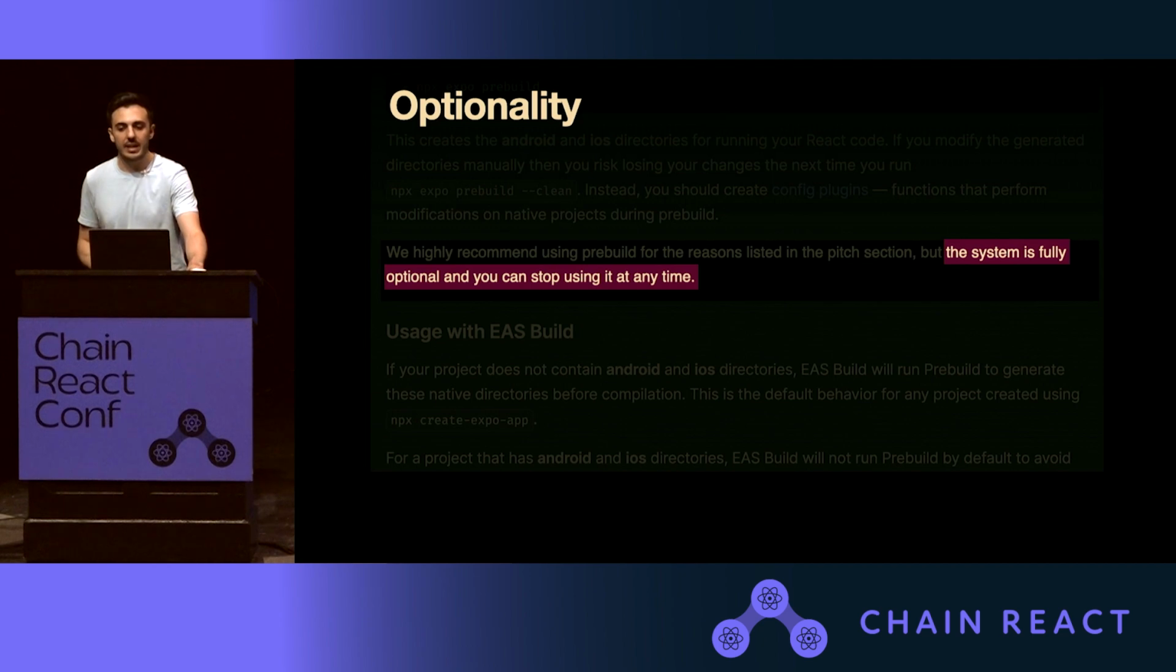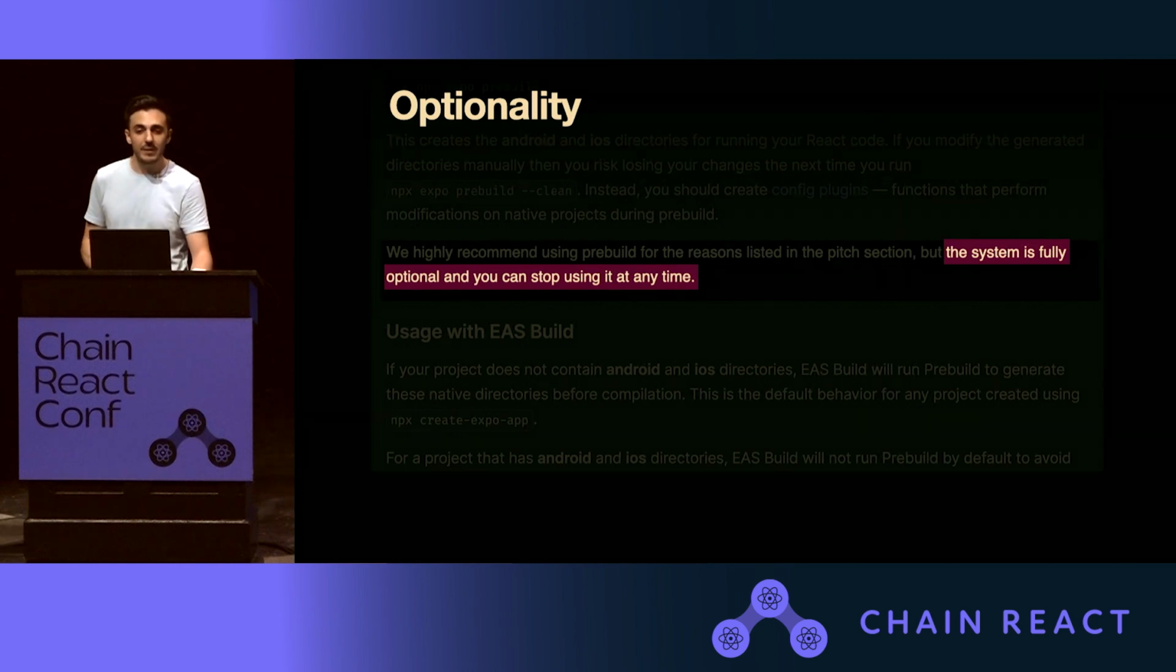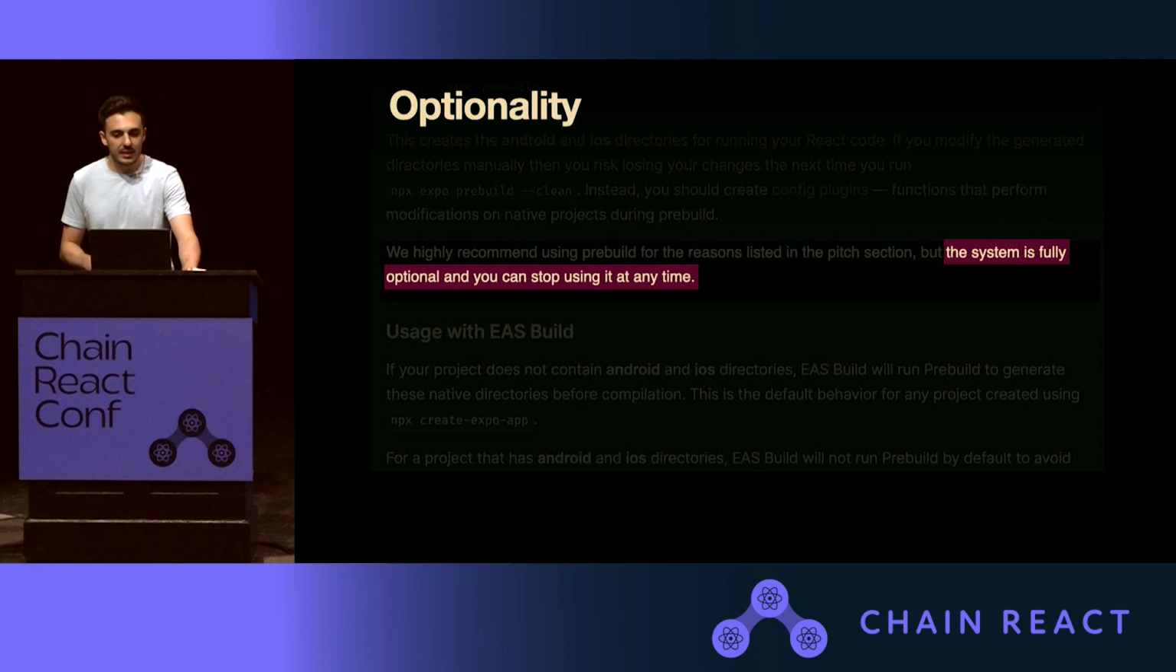So even though we had confidence in the system, there were plenty of unknowns that could force us to stop using Expo Prebuild. One of the key selling points that we read in the Expo documentation was optionality. It is the idea that we can stop using the system at any time and the project would still work. So in order to achieve this, Expo Prebuild would need to produce a native project that is as similar as possible to the one that we already have.